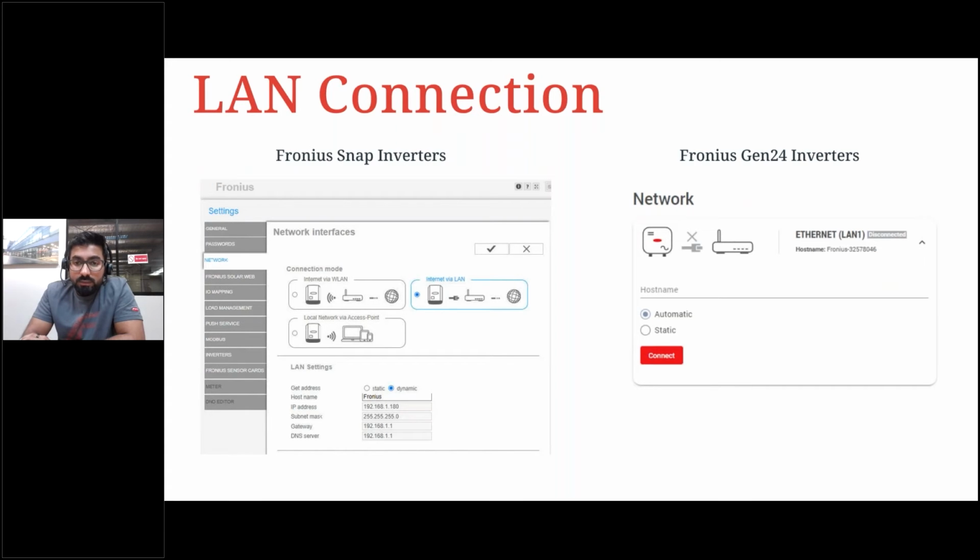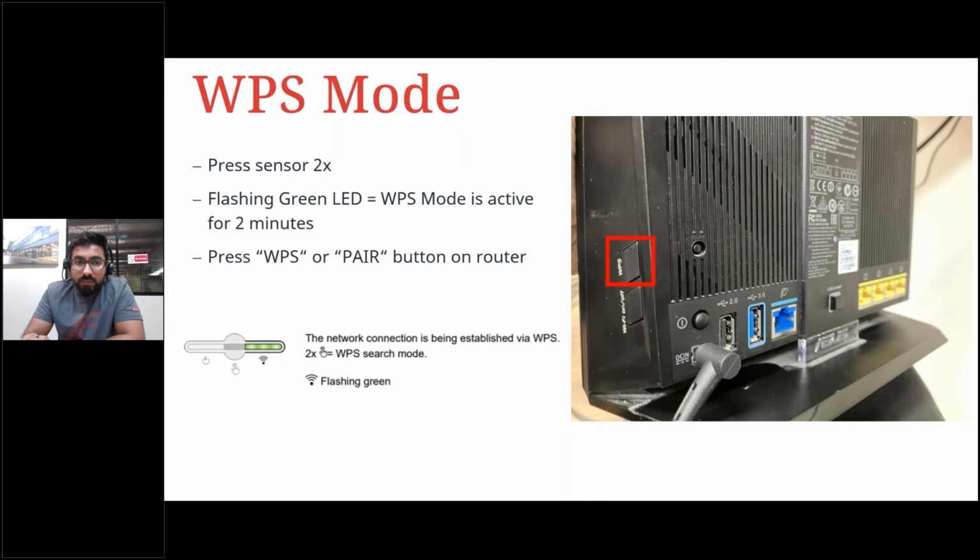All right, in Gen 24, you will see the screen on the right-hand side. Make sure automatic is selected and press connect. Okay, this is a very good option for residential customers if they don't want to go through all those above steps, and they have the WPS function on their routers. Mostly all the routers have the WPS function.